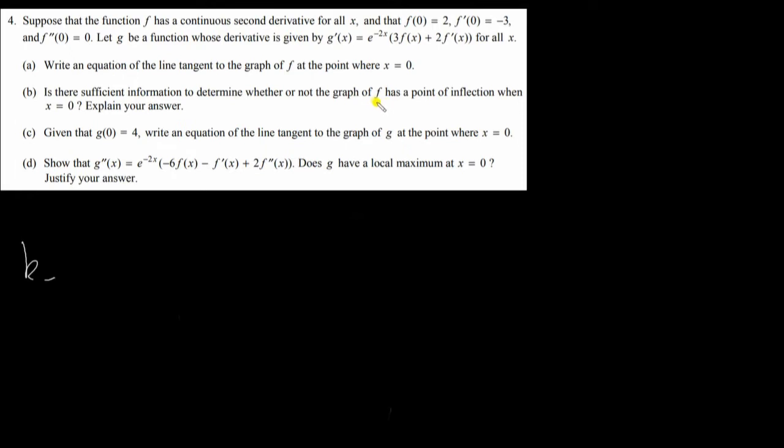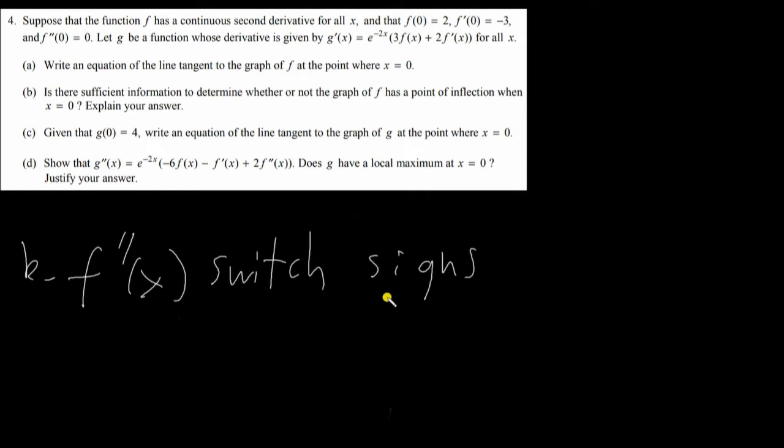So if f of x has a point of inflection when x equals 0, its second derivative, f double prime of x, is going to switch signs. And it's clear that if the second derivative switches signs, going from negative to positive, it's going to cross through 0. And if it goes from positive to negative, it's still going to cross through 0. So we can say that f double prime of 0 has to equal 0, because we're looking at the point where x equals 0. Well, we know this first condition is correct. F double prime of 0 is 0, so we're halfway there. And now we need to see, does f double prime of x switch signs?